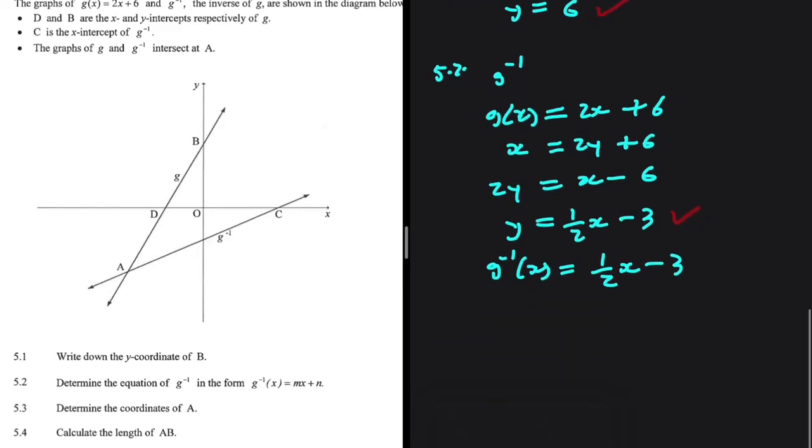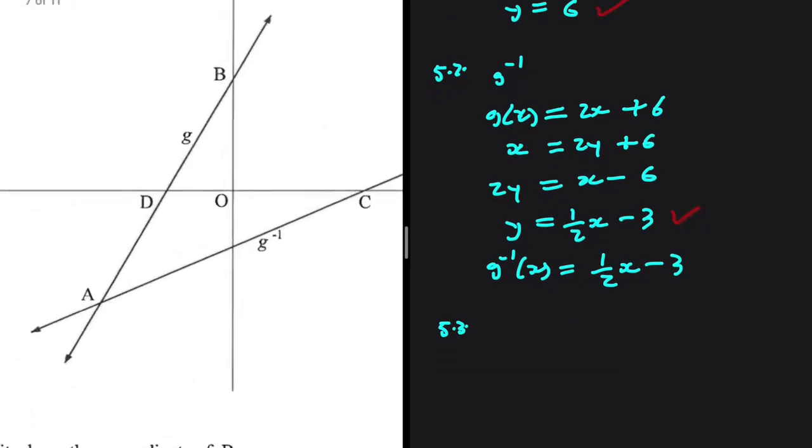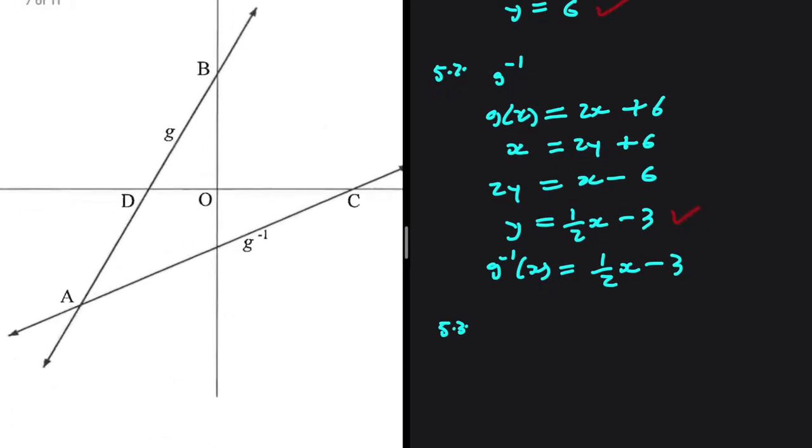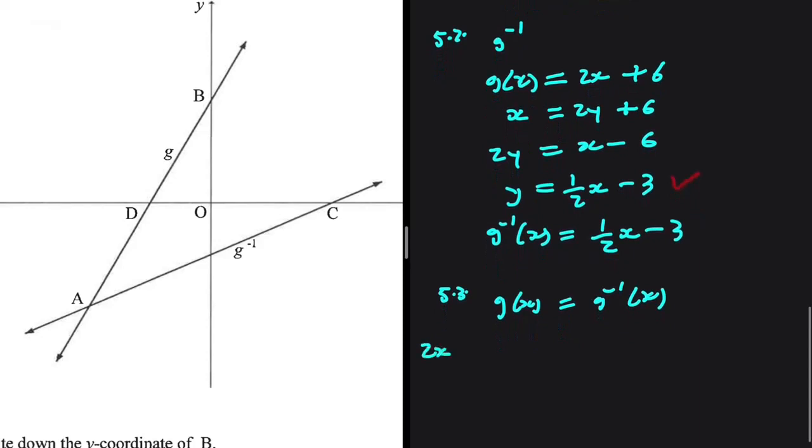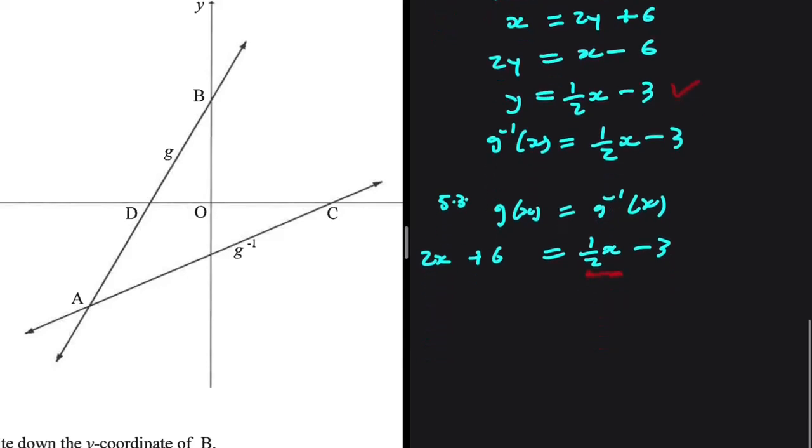Let's move to 5.3. In 5.3, we're supposed to find the coordinates of A. Let's go ahead and take a look at A. A is where g of x and g inverse touch. So in order to find the coordinates of A, we have to equate the two equations. If we do that, we're going to have 2x plus 6 equals a half x minus 3. Let me take a half x to the left hand side.